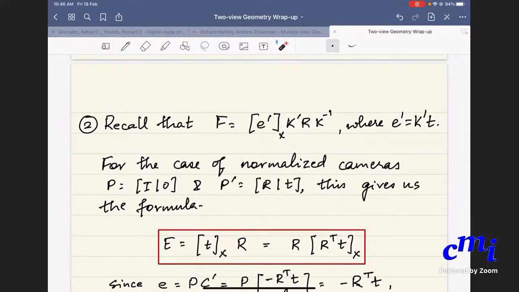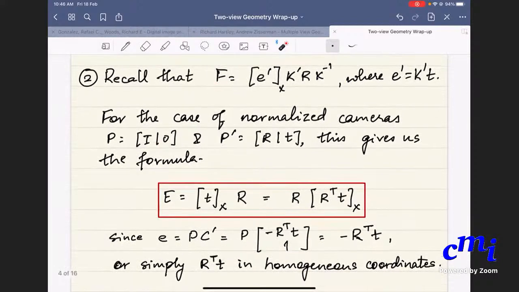Now if you are looking at the case of normalized cameras where P is [I|0] and P prime is [R|T], here there is no K. So K is identity, K prime is identity. So this formula in this case reduces to, in place of F, we will have the essential matrix. In place of E prime, E prime is K prime T, but K prime is identity, so we will have just T. And in place of all this, we will have only R. So this formula for the fundamental matrix simplifies to this formula for the essential matrix. And this is very important, we will see.